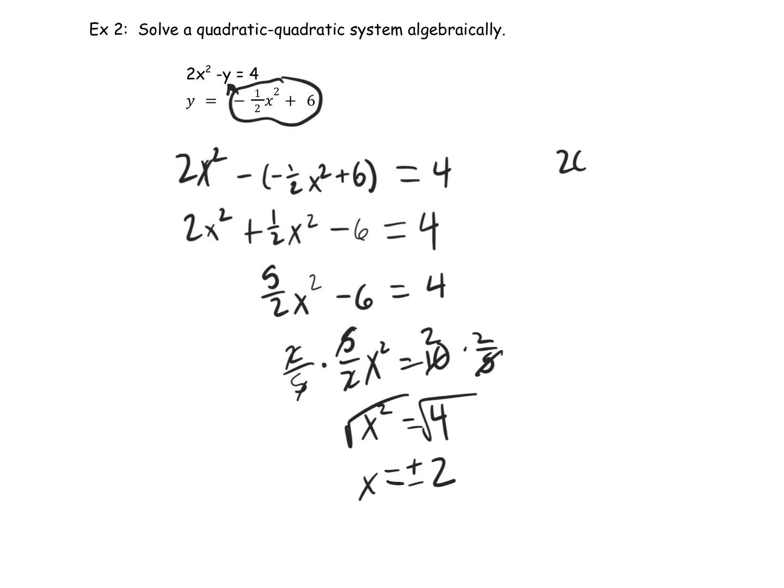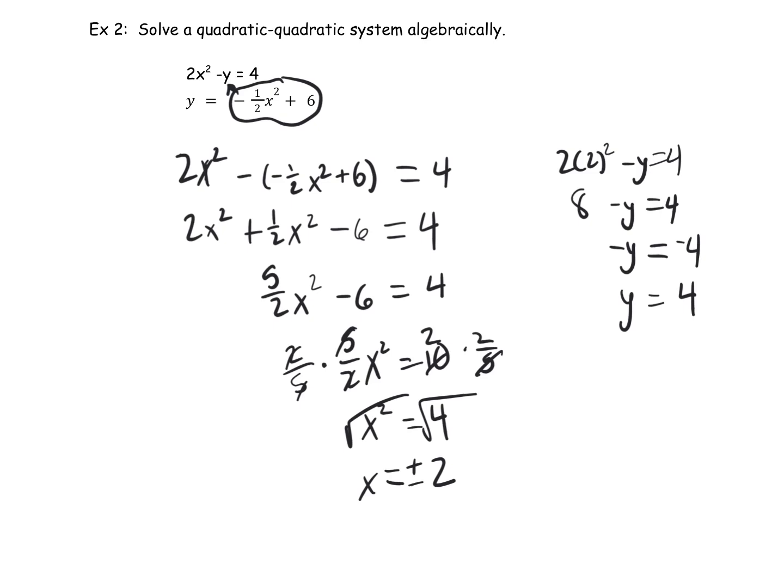I'm going to go 2 times 2 squared minus y equals 4. 2 squared is 4, times 2 is 8. And then subtract 8 from both sides. 4 minus 8 is -4. Divide both sides by -1, and I get +4.